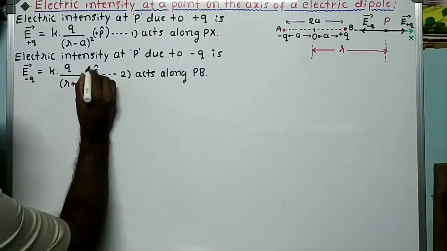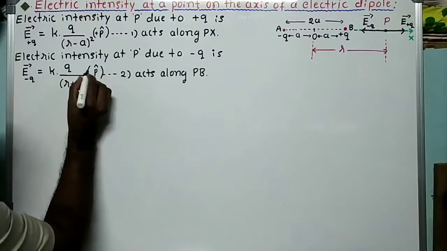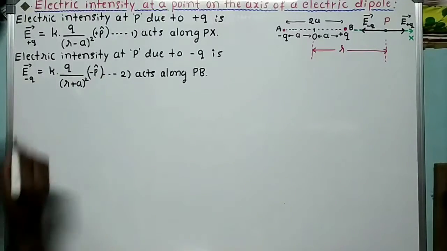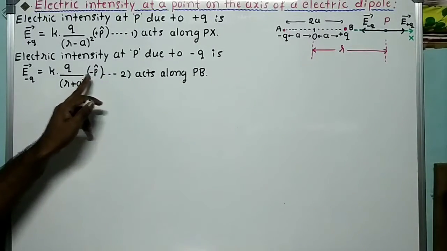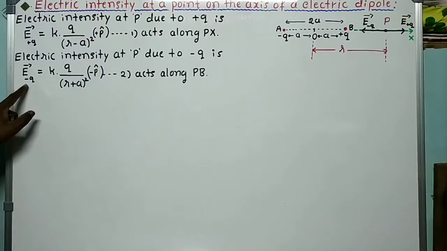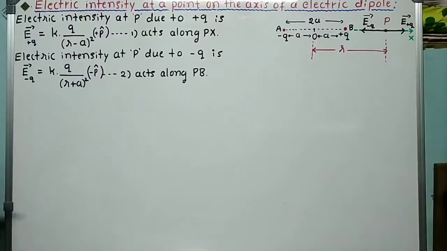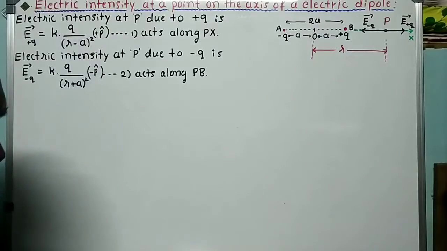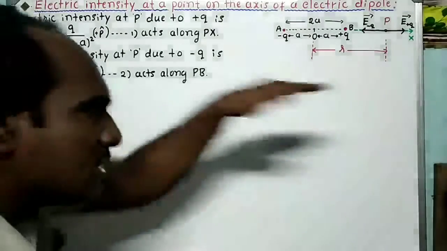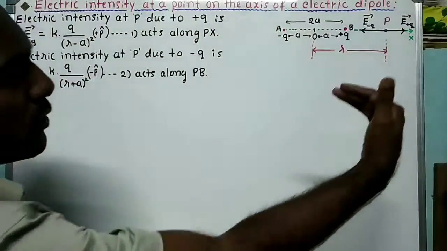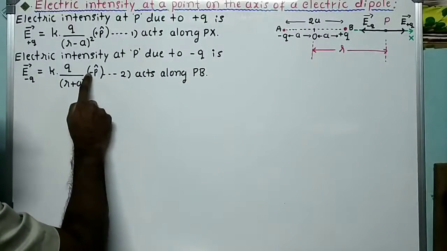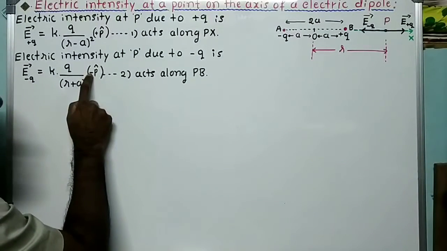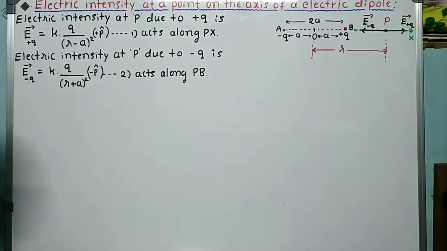But here one very important thing is, I will take the negative sign. Why have I taken the negative sign here? Because E minus Q and the dipole moment both are acting in opposite directions. The dipole moment is along this direction, and E minus Q is along this direction. That's why I have taken the negative sign. This step is very important.